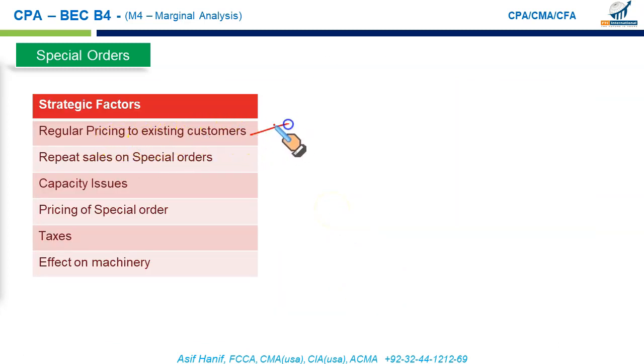Regular pricing to existing customers could be affected when you offer certain attractive price to your special customers. Then second point to consider, if we are offering $75 per unit to this special order customer, is there any possibility for repeat sales? Yes, then you should accommodate, because it will result in more sales in the future. Third important point is that you need to see the capacity. Are you operating at full capacity? Are you operating at less than full capacity? This will determine the price that you should charge.